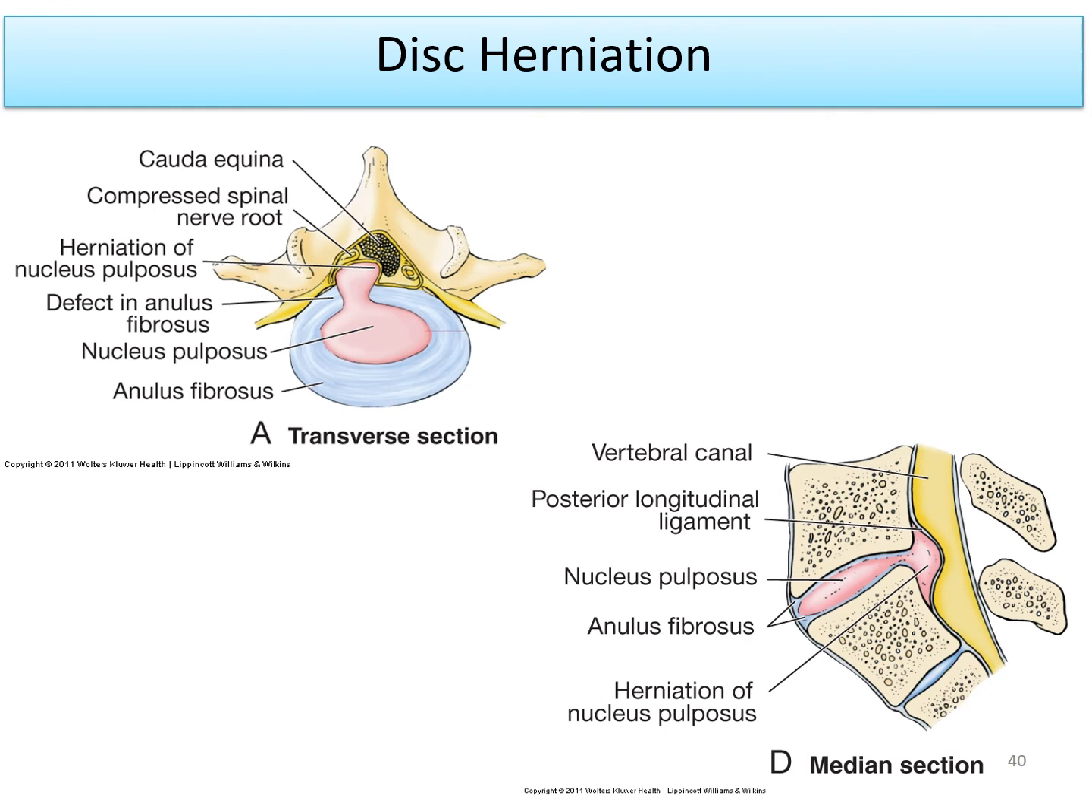Here's a diagram of a transverse and a median section. You can see here is the cauda equina, or the horse's tail. Remember that after the spinal cord itself ends, all the loose spinal nerves keep dangling down. They form something called the horse's tail because it looks a little bit like that, and it hangs into the vertebral canal.